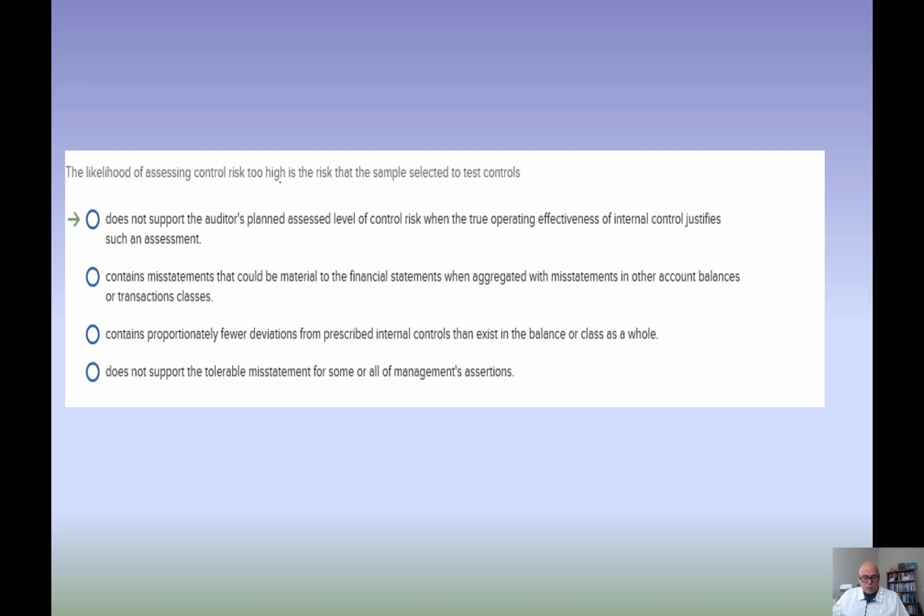The likelihood of assessing control risk too high is the risk that the sample selected to test controls does not support the planned assessed level of control risk when the true operating effectiveness of the internal controls justifies such an assessment, okay? So what happens? The operating effectiveness could have been justified, but it was not based on the sample. So we assess control risk too high, okay?